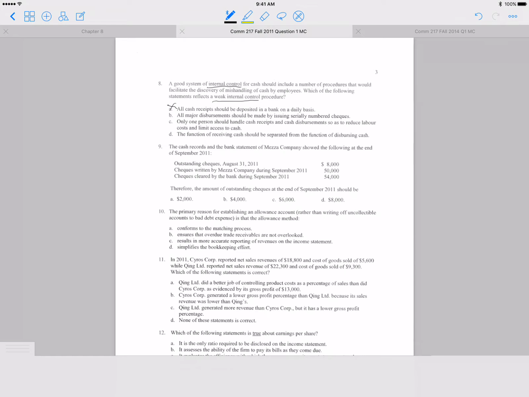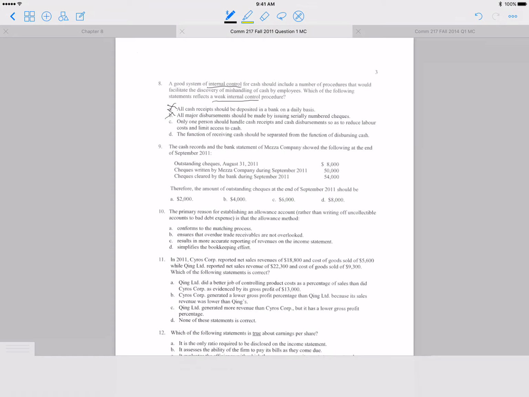That's also a good internal control because you're relating a number to the check, so you'll be able to find it easier and it won't get lost as easily as well. C states only one person should handle cash receipts and cash disbursements so as to reduce labor costs and limit access to cash. Well, this is questionable because usually for internal control, a person should only take on one task.